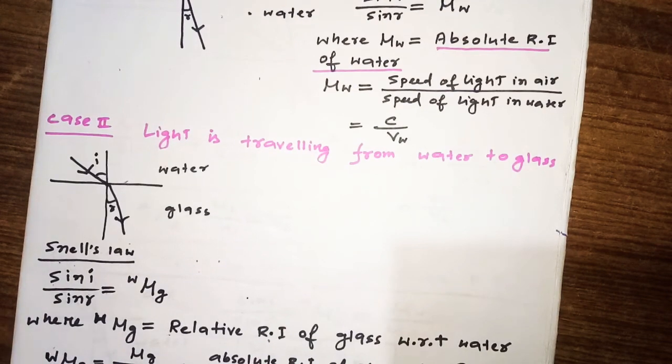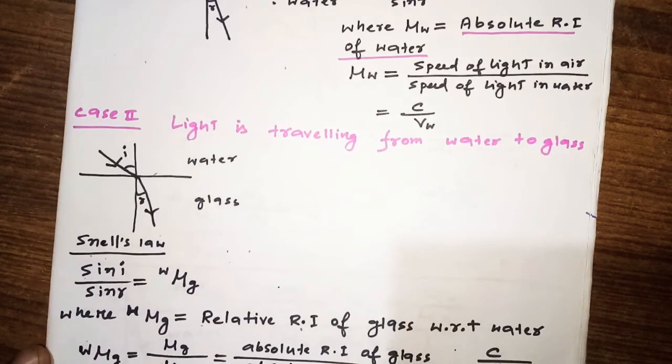And in the next case, let us take case 2. In case 2, what is happening? Light is traveling from water to glass, and we know that glass is denser than water, and hence the refracted ray will bend towards the normal. If we have to use Snell's law in this case, then Snell's law will give us what? Sin i by sin r is not simply the absolute refractive index of the medium to where the light is moving, that is glass, but it will give us what? The relative refractive index of glass with respect to water.